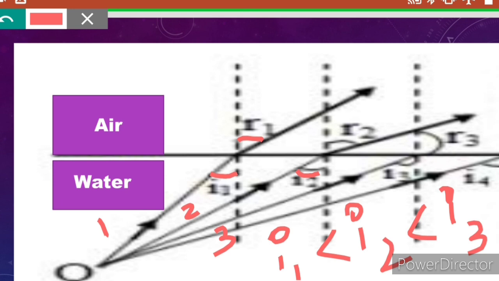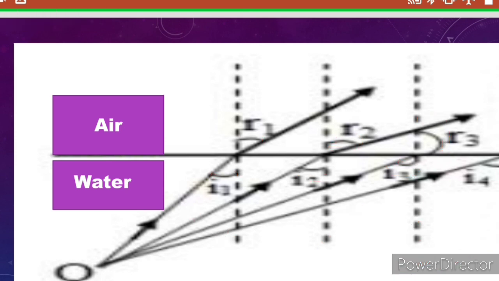So here the basic thing you can notice is that as I am increasing I2, R2 is also increasing. Here I am increasing I3, R3 is also increasing, right? So here you can notice which fact remains constant. The ratio remains constant here.